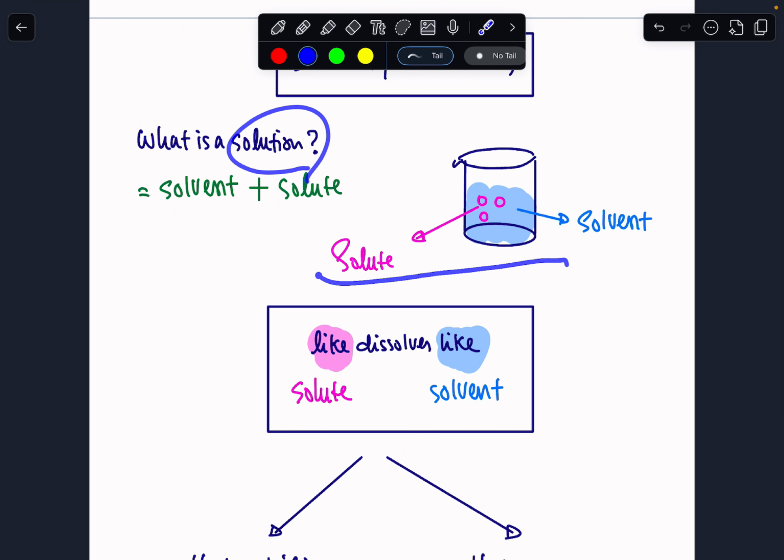Here's a pictorial example. You can see these small particles being dissolved in the solvent, which would make these particles the solute. The solvent is what dissolves the solute.